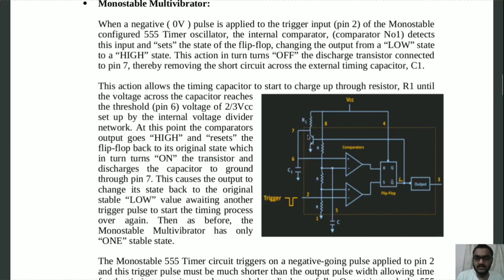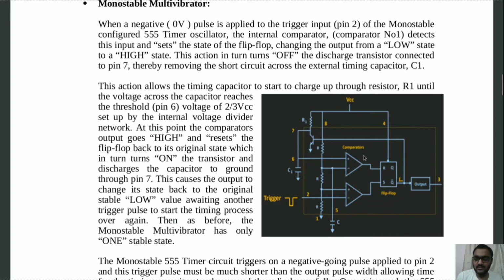Now as this transistor is an open circuit, this capacitor C1 will charge through this resistor R1 here. Now till the time this capacitor charges, the output of this IC is high. Now as soon as the voltage across this capacitor becomes 2/3 VCC, which is equal to the voltage at this point, the potential at the non-inverting terminal of this upper comparator becomes higher than the potential at the inverting terminal.